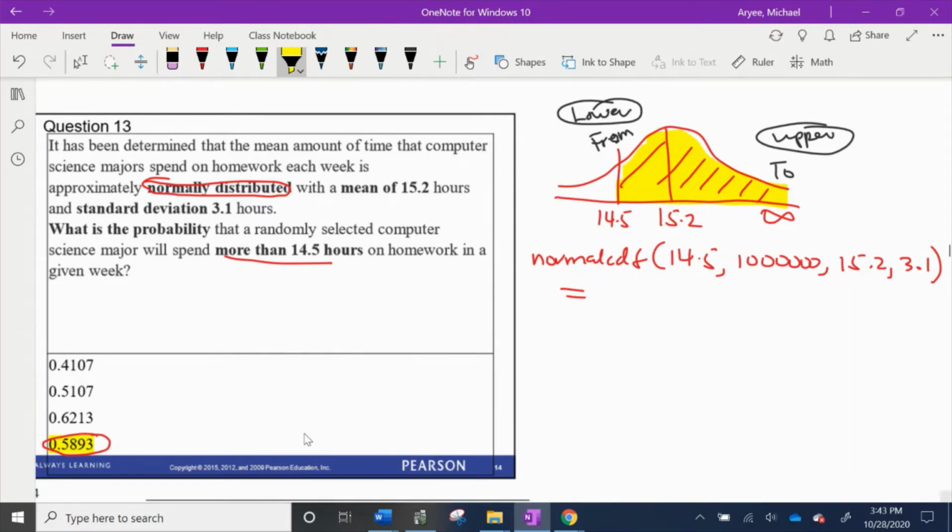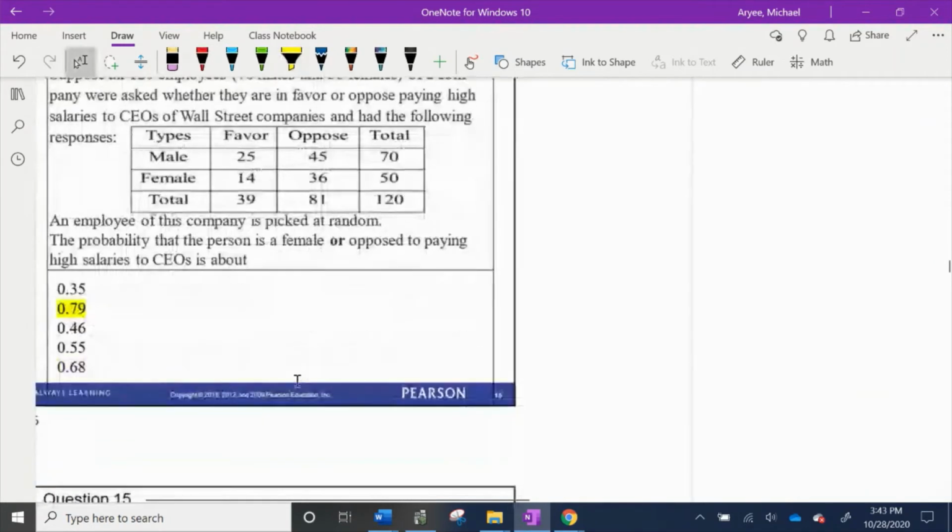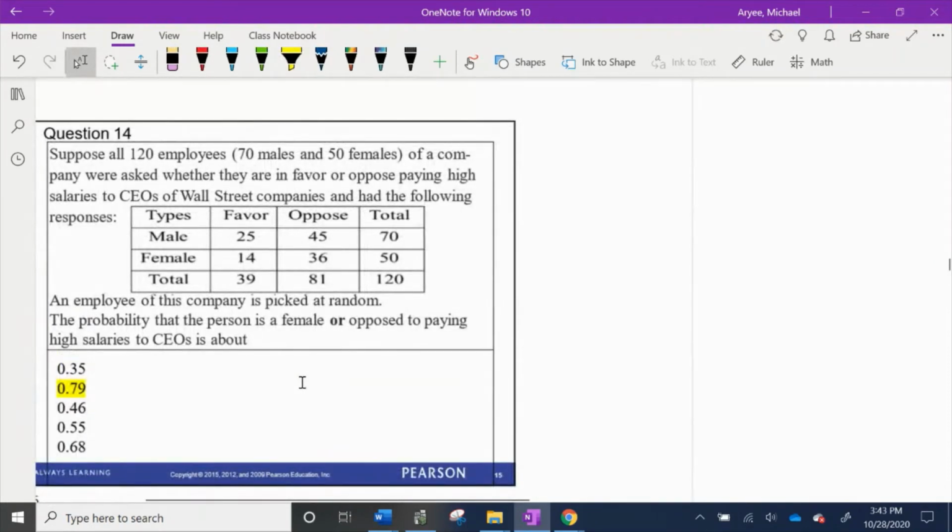All right. So let's do the next question. Yeah, that's the other famous question. So this is definitely one of those, so female or pose. Now, so "or" questions, it's called the addition rule.